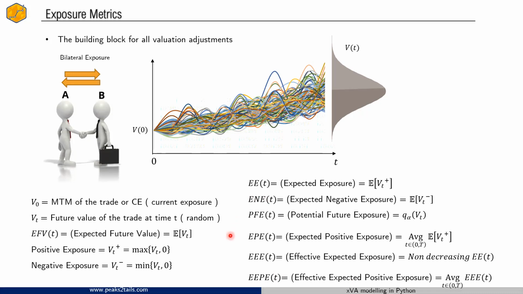All right, so these things are there. In today's discussion, EE and ENE will be used pretty much everywhere because these are fundamental building blocks for the xVA calculation. PFE and this are used for capitalizing counterparty credit risk. That is not part of today's discussion. That is part of risk management. Today, we are focusing on xVA, valuation adjustments. Okay, so we'll see how everything is calculated.